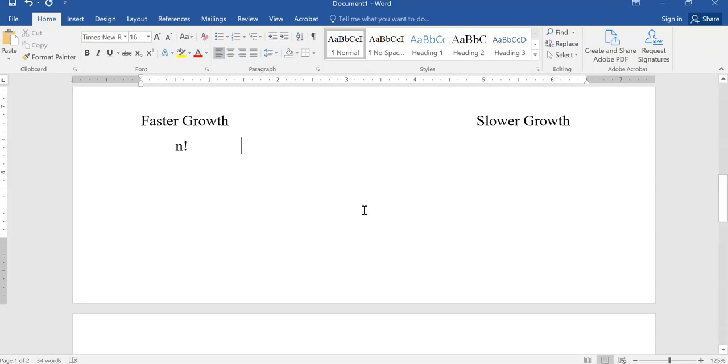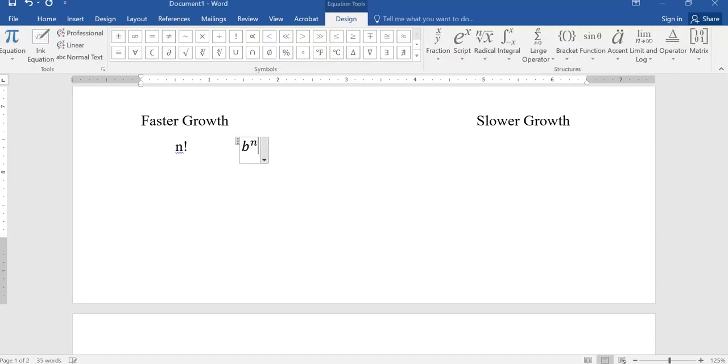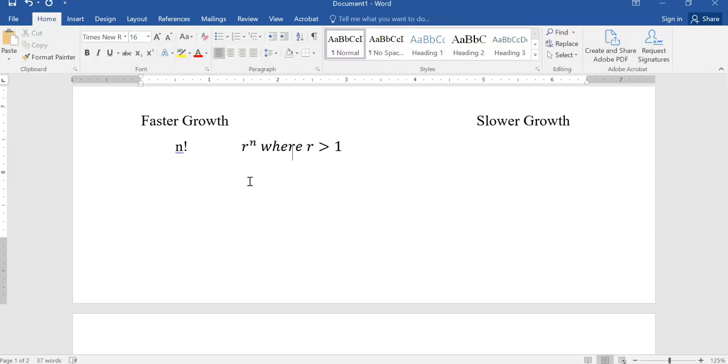That was one of the fastest types of growth that we've seen. The exponential, b to the nth power, where b is greater than 1. Maybe we should put r there so that it matches our geometric formula, r to the n, where r is greater than 1. That's a really fast growth.